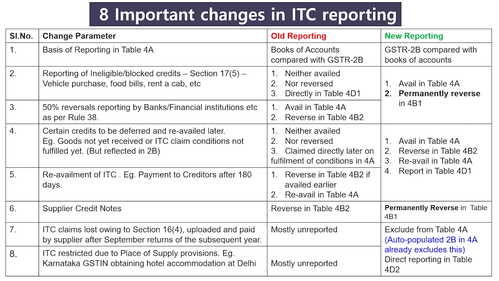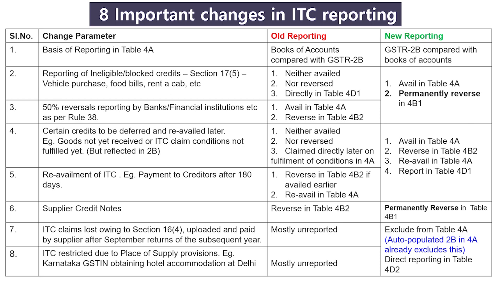Now, the 7th and the 8th change is the reporting of ineligible ITC. Let's say there are transactions where the section 16(4) time limit is over. Suppliers have uploaded a March 21 invoice in August 22 after the time limit is over. So that gets auto-populated in the 2B segment, ITC not available.